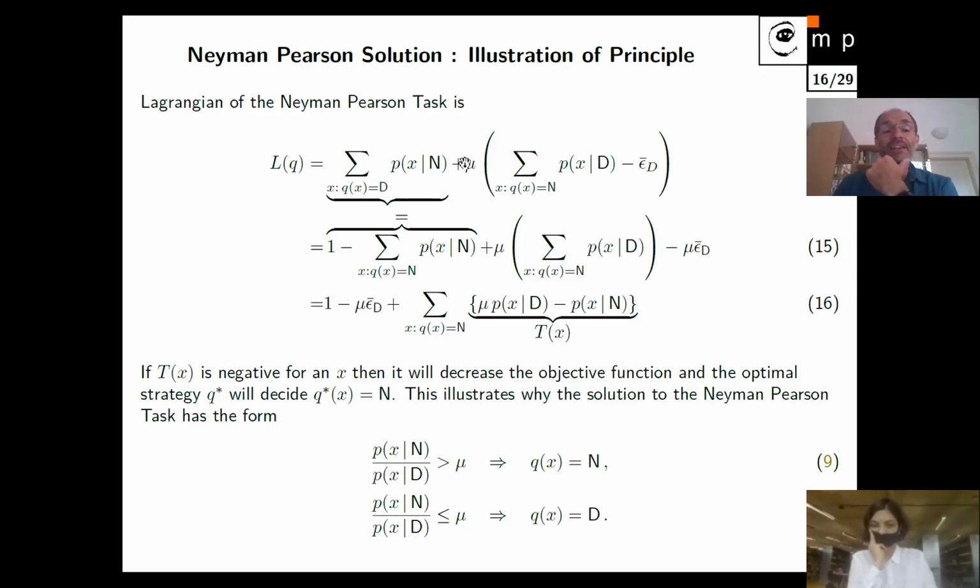You say, well, I will add a constraint to the formulation with the mu, which is the Lagrange multiplier. Now let's have a look at this formula. This thing is the false alarm, and we'll express the false alarm via a sum over the x where the normal outcome is the decision. So the false alarm is 1 minus correctly classified normal object. And now we see that the sums are over the same domain, over all x's where we decide for normal. So we can put these quantities inside the same sum.